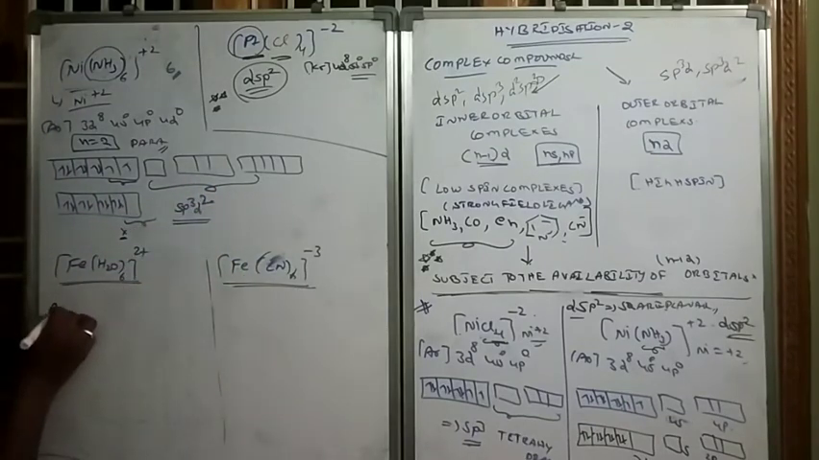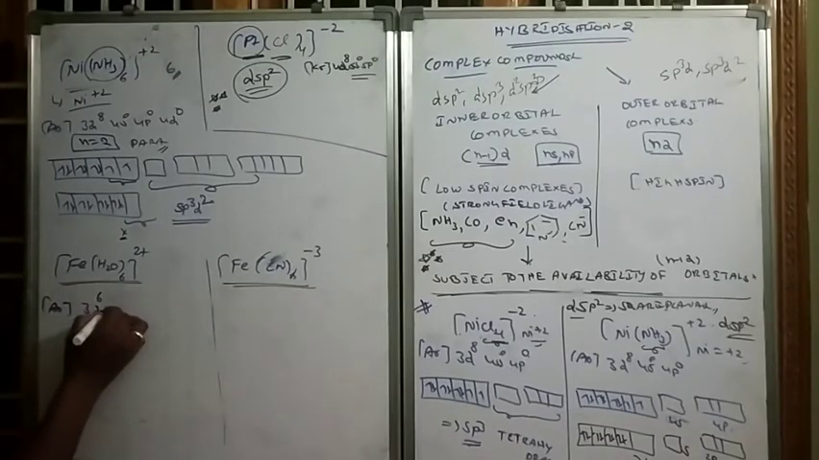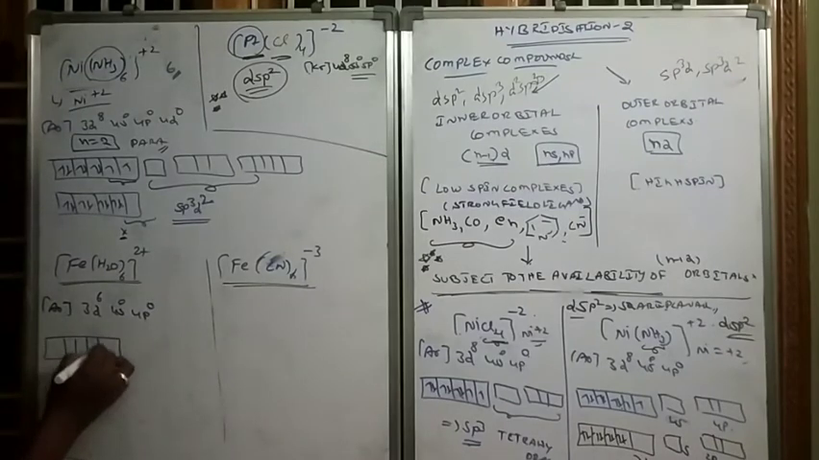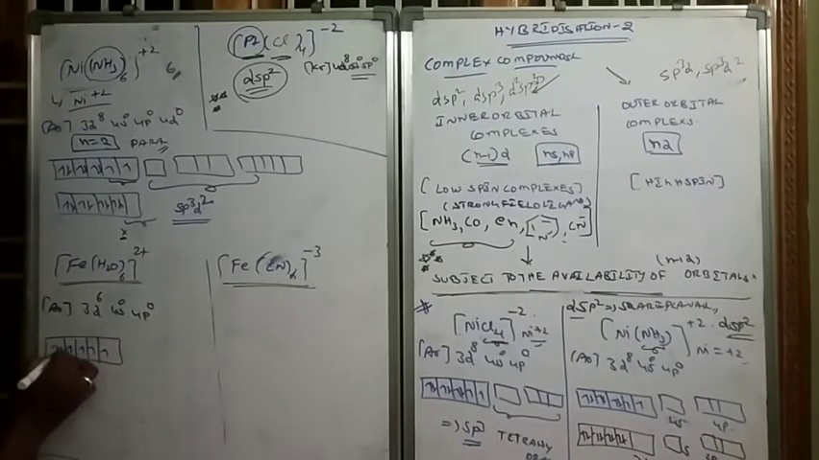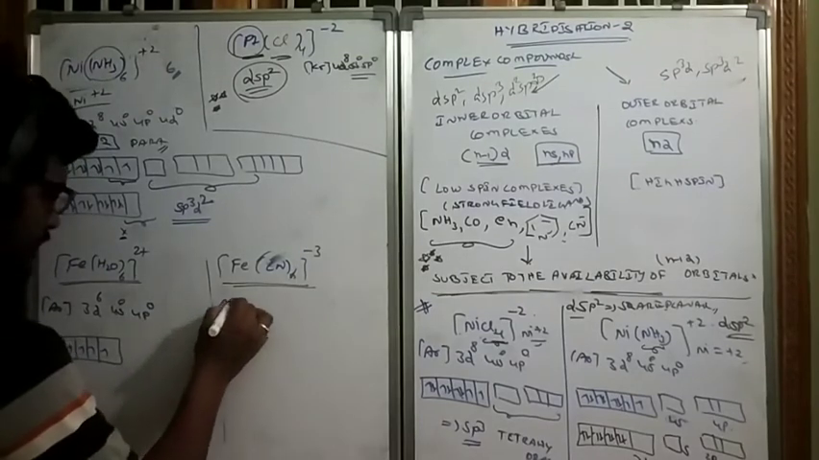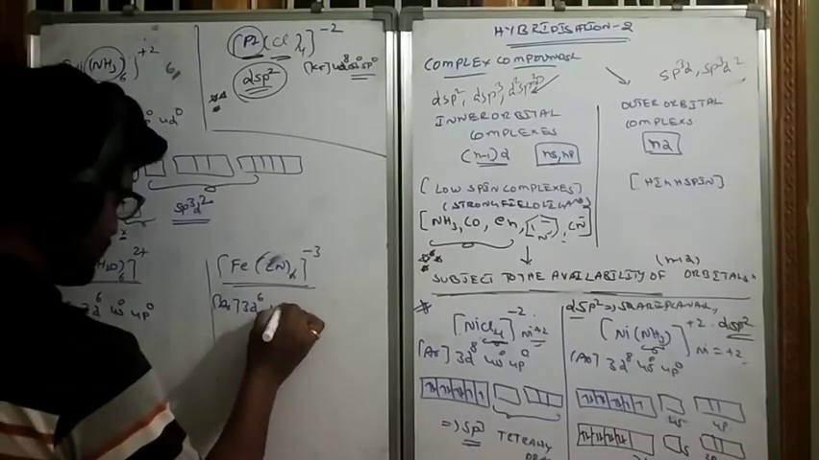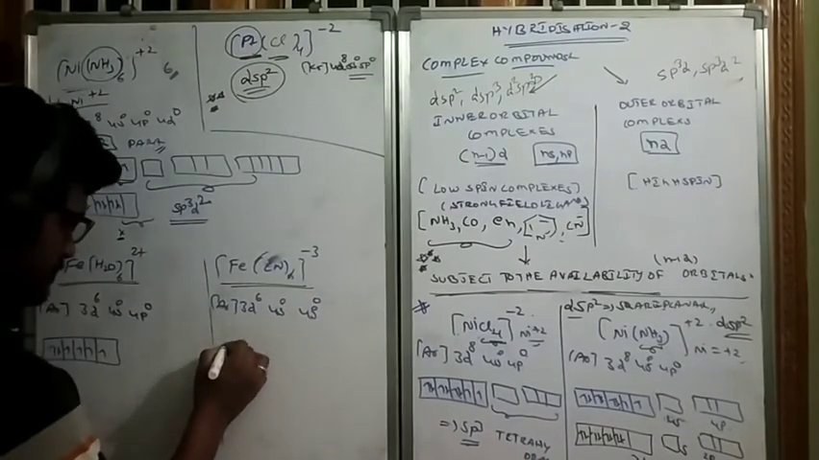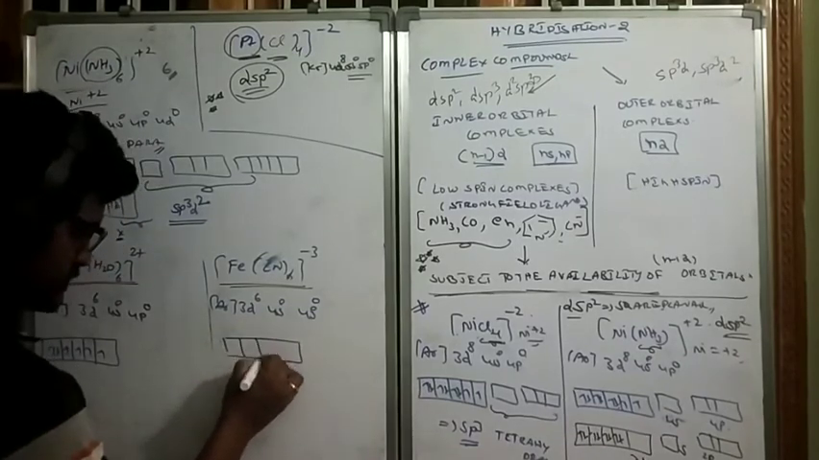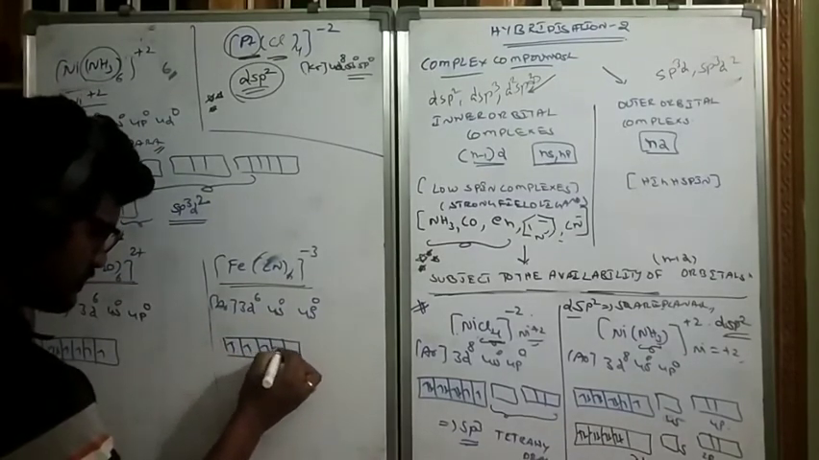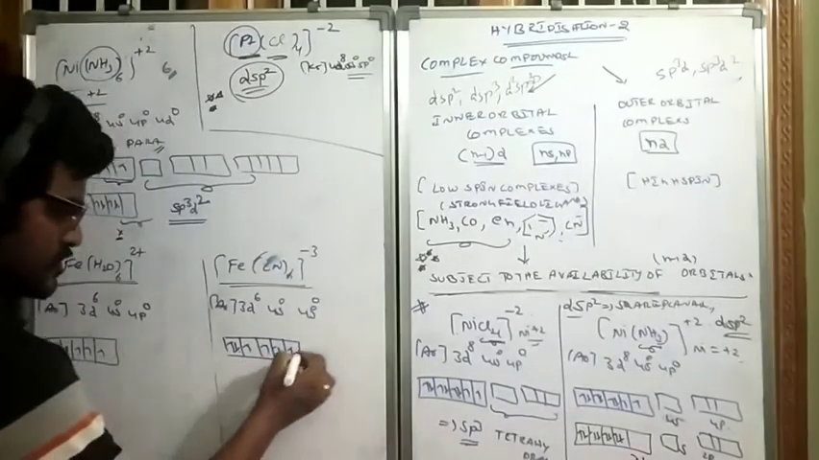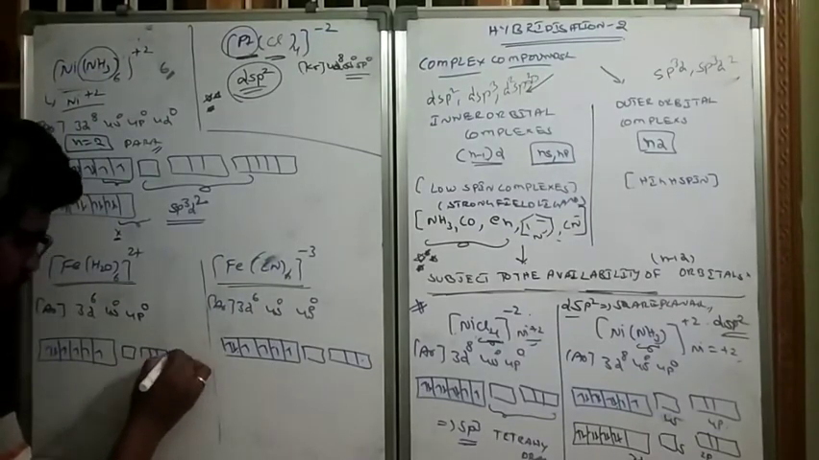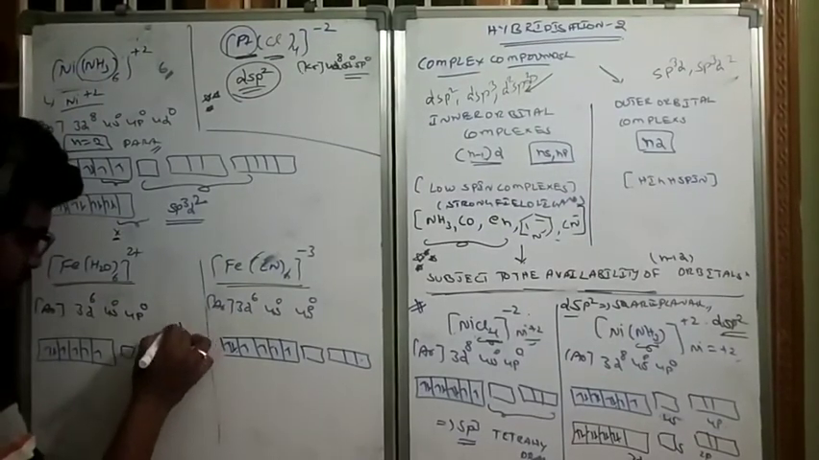Let's see here, argon 3d6, 4s0, 4p0. So it will be forming like 1, 2, 3, 4, 5, 6. Since it is a strong field ligand, 4s is empty and 4p is empty. 4s is here, 4p is here, and then 4d also here.